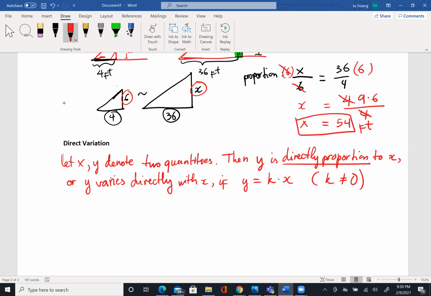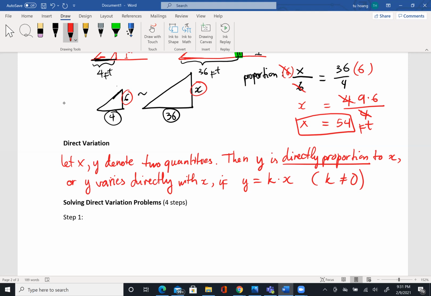All right, so how to solve direct variation problems? Let's follow 4 steps.